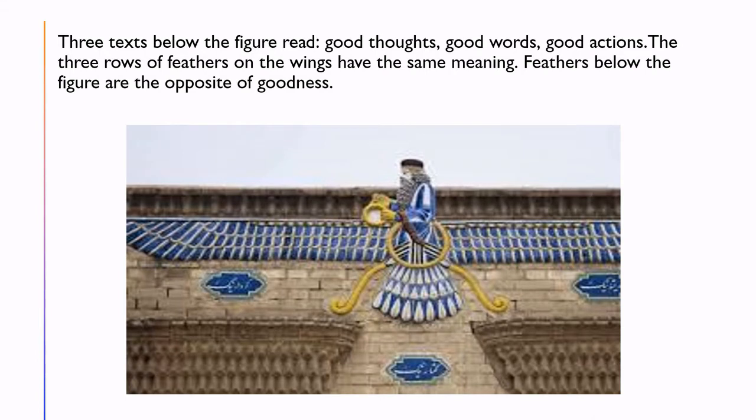There are 3 texts below the figure which read good thoughts, good words, and good actions, the 3 principles of the faith. And the 3 rows of feathers on the wings that extend out from the body have the same meaning. Now, the 3 rows of feathers below the figure are the opposite of goodness. They stand for bad thoughts, bad words, bad actions, those things to be avoided.